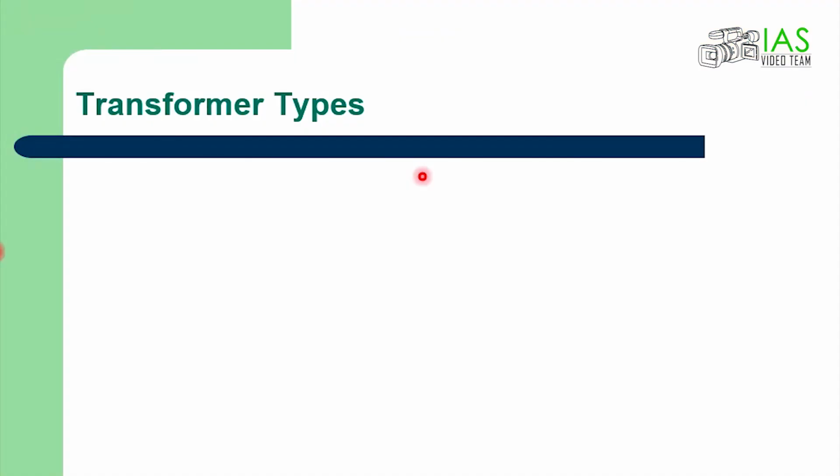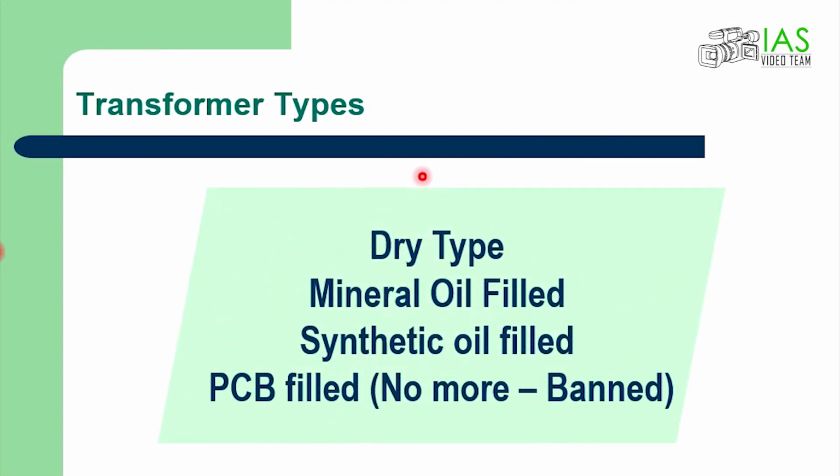Transformer types: dry type. We have seen a dry type transformer on one of the slides, and then mineral oil filled transformers are there. Okay, what we have everywhere in the distribution systems and our substations and everywhere.